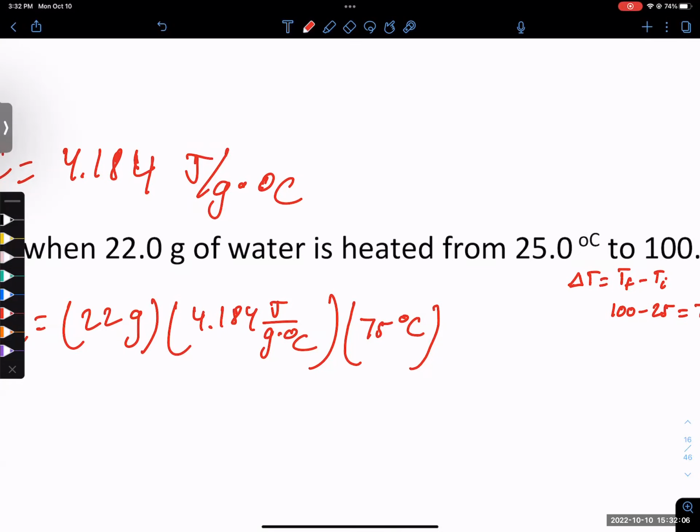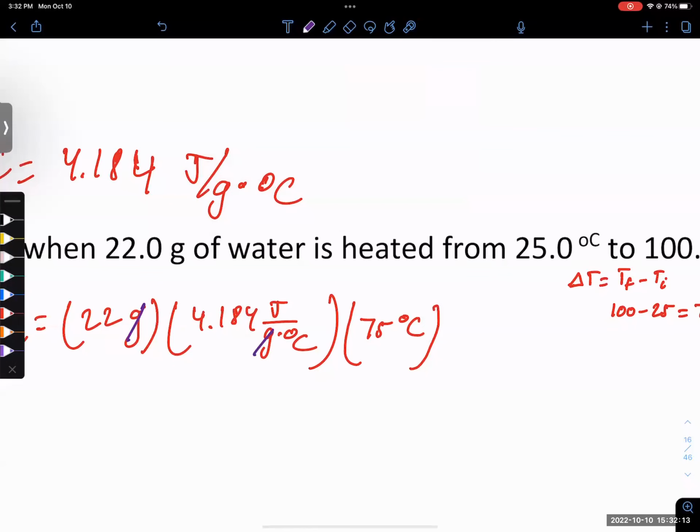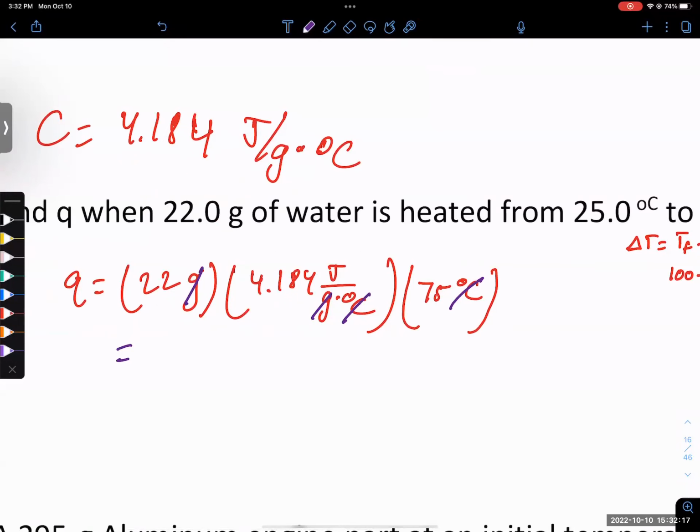All right, so then it's just a matter of canceling out your units. Your grams will cancel out, your Celsius will cancel out, so all you're left with is joules at the end. So what you do is 22 times 4.184 times 75, and you'll get a Q that is 6,904. And that right there is your final answer.